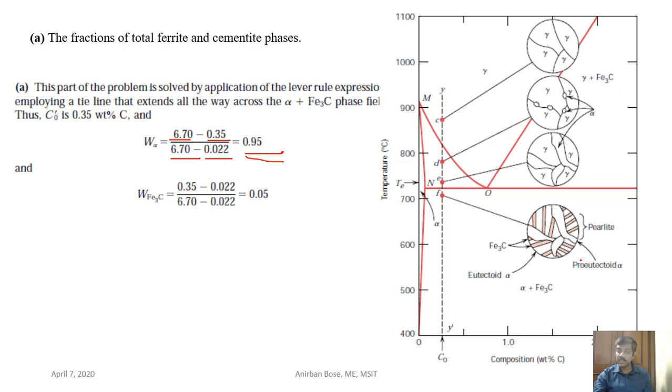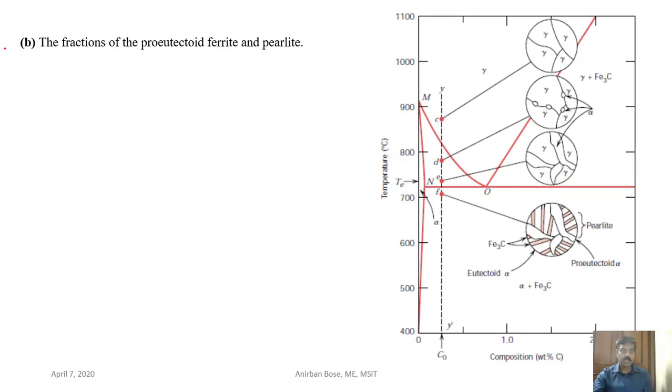So the ferrite that is present in the microstructure is 95%. This 95% consists of both pro-eutectoid ferrite, that means this region, and eutectoid ferrite. So the total ferrite is 95%. And how much is cementite? It is only 5%. That is cementite in terms of weight fraction. Clear the first part? Now coming to the second part of the problem. Second part is that you have to find out the fraction of pro-eutectoid ferrite and pearlite.